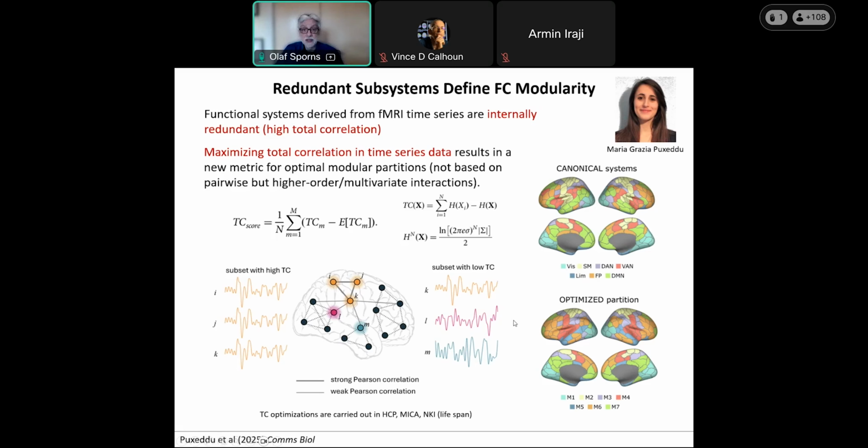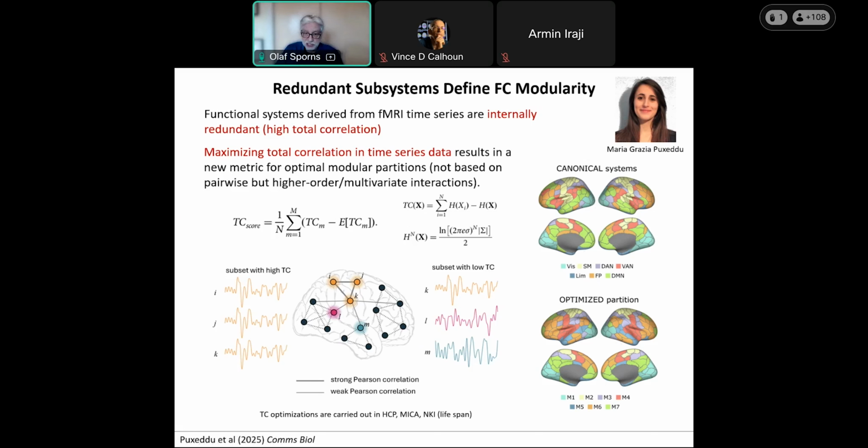When we do that, the principle illustrated here on the left, we find a partition or partitions that are not unrelated to the canonical systems we're all familiar with from the published resting state literature, such as the famous 7 Yeo systems that you see at the top in this diagram. At the bottom is the optimized partition that Maria retrieved from using this fairly new, I would say, cost function based on multivariate total correlation.